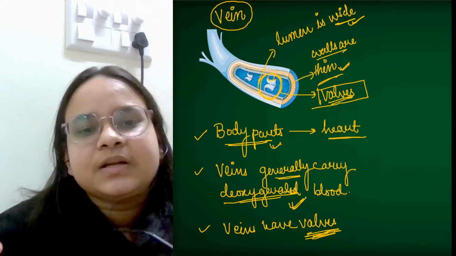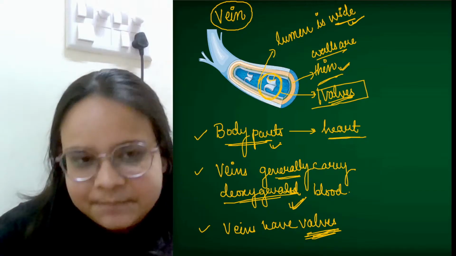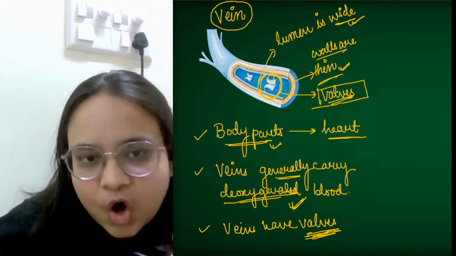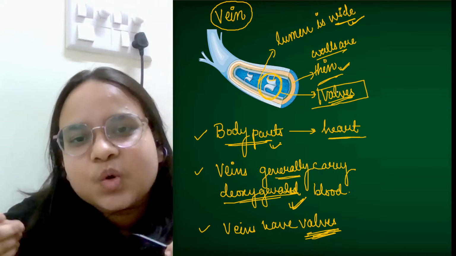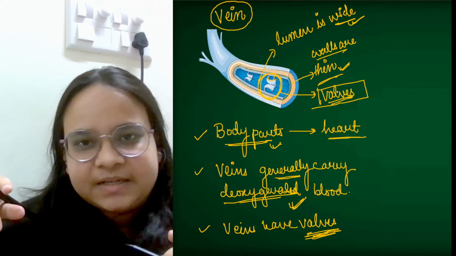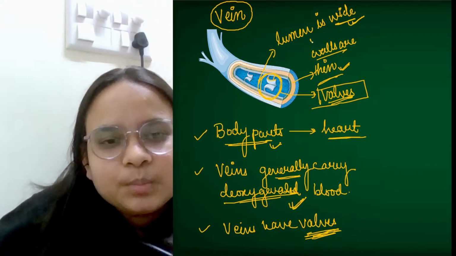There is another opposite characteristic that we have seen: in case of veins, the walls are very thin, and since the walls are so thin, the space inside becomes wider. So we say that the lumen is wide.